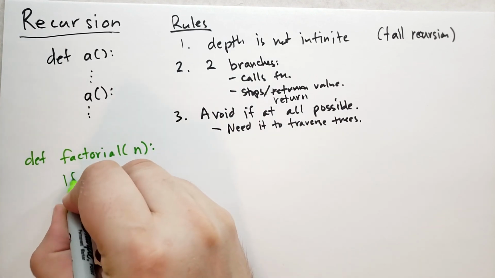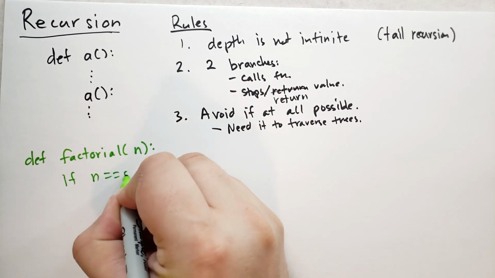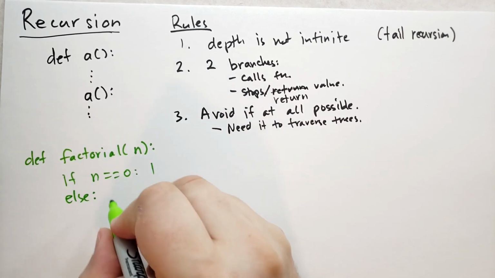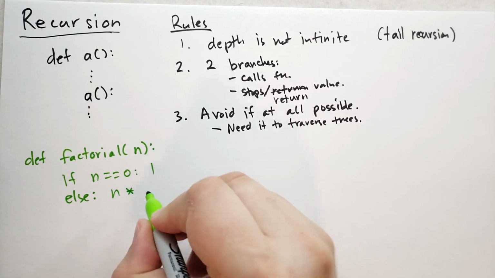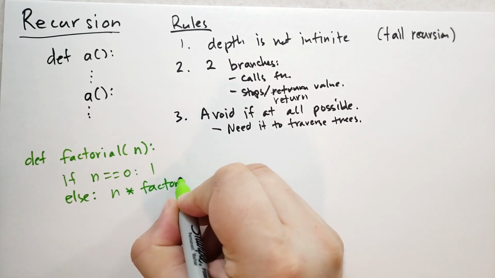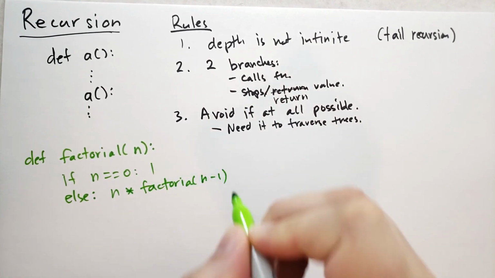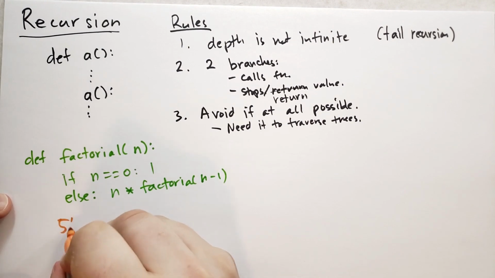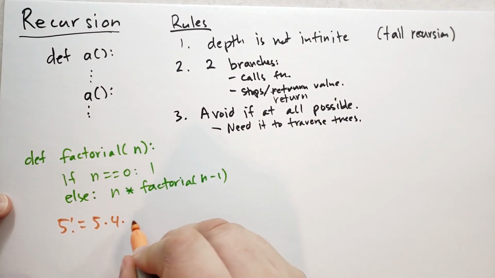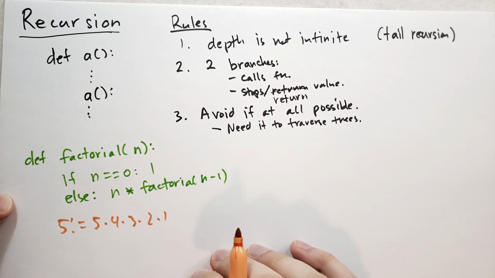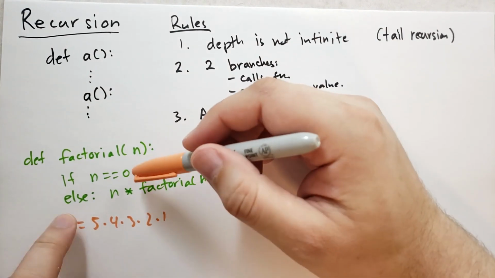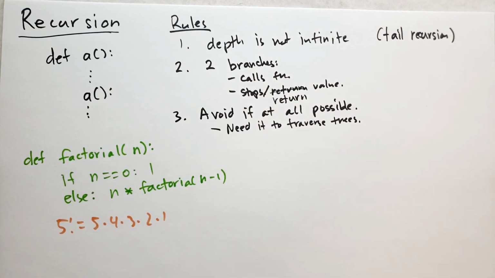And if that number n is equal to 0, then it's going to return 1. Otherwise, it is going to return n times factorial of n minus 1. Okay? And what the factorial is in mathematics, you have this notation where, if you have 5 exclamation point, that means 5 times 4 times 3 times 2 times 1. So what is going on here is, let's say we called factorial 5.